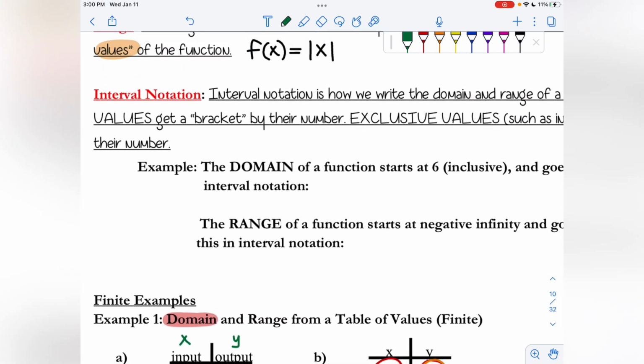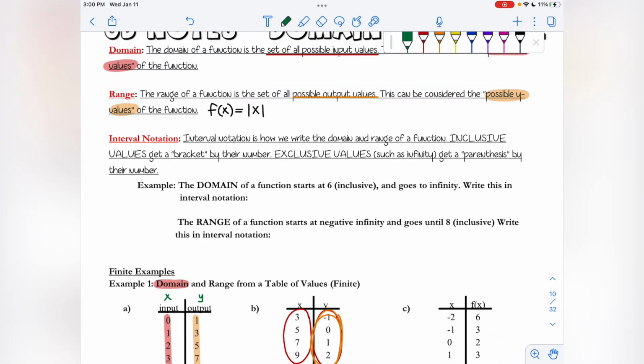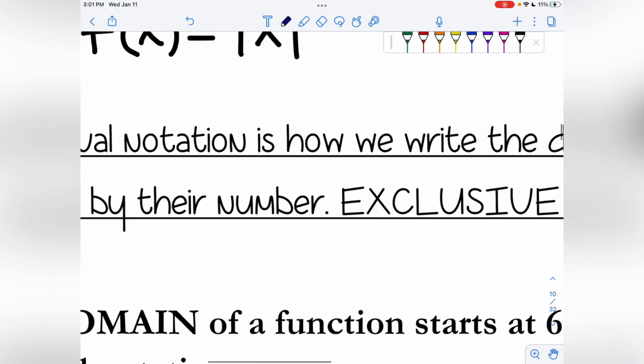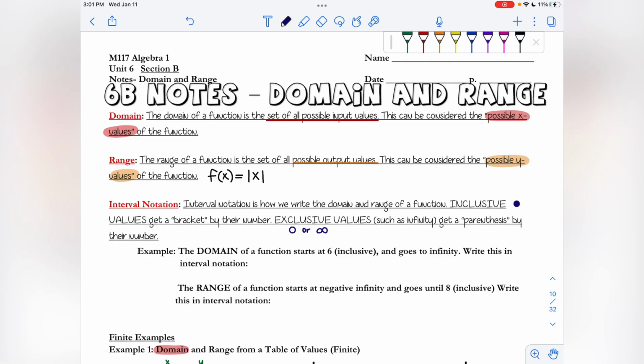So let's backtrack to this really fast. Interval notation is how we write the domain and range of a continuous function. Inclusive values get a bracket, exclusive values such as an infinity get a parenthesis. So, let's talk about that. Inclusive is going to be filled in circles. Exclusive will be an open circle or an infinity. Right now, that might not make sense, but let's talk about it.